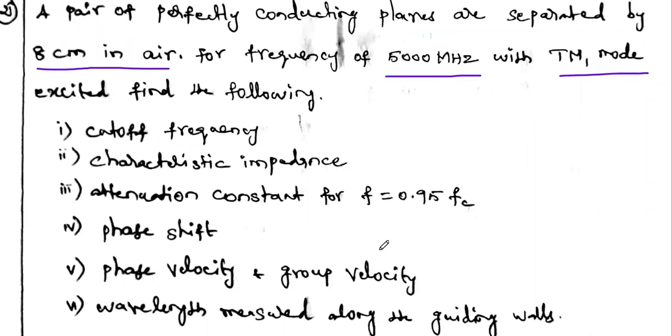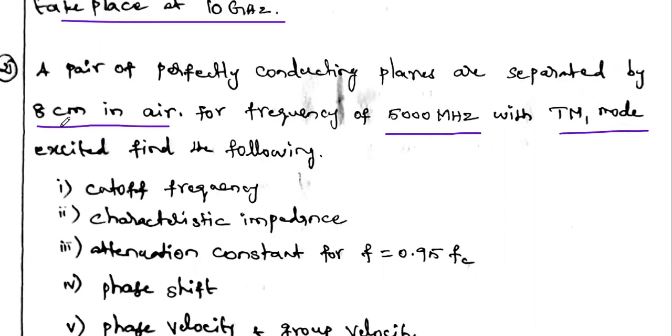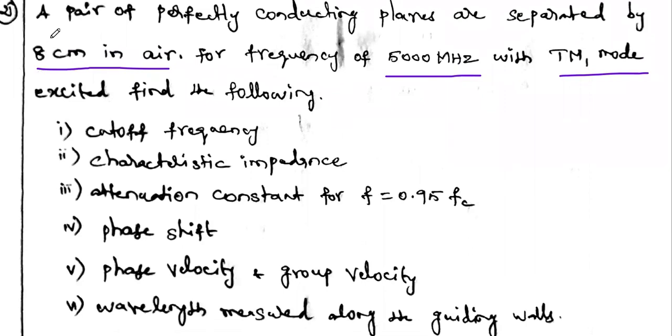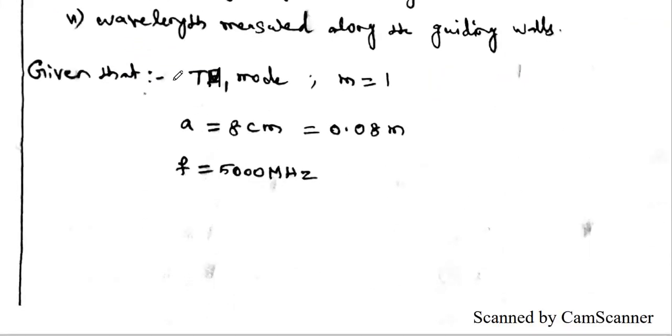Okay, so these are all the things we have to measure. In between the two parallel planes, what are the given data? Three data are given: A is given, frequency is given, and the TM1 mode is given. That is the M value. So first, note down the data.